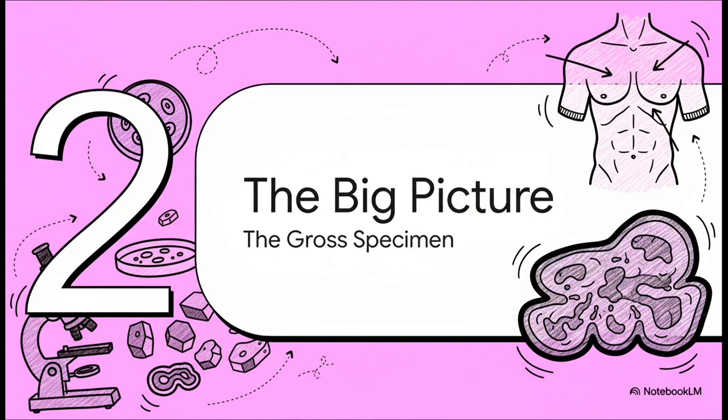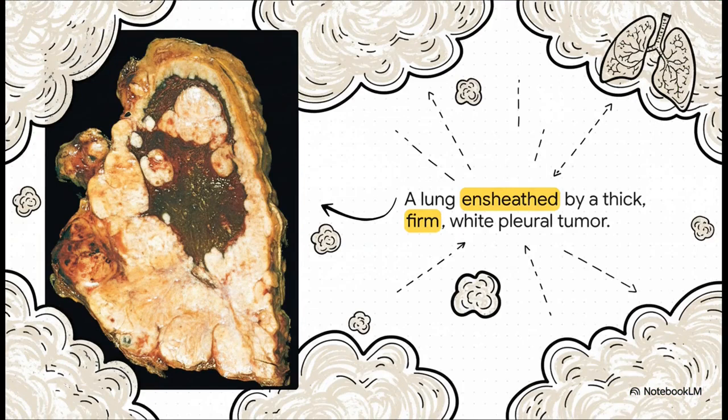Okay, so we've moved from the clinic and now we are in the pathology lab. A sample has been taken. So what does this tumor actually look like to the naked eye? This is what we pathologists call the gross examination. In this image, wow, it's really striking, isn't it? Look closely. This is not some single round tumor that you can just cut out. No, it's a thick, suffocating blanket of firm, white tissue that completely wraps around or ensheathes the entire lung.